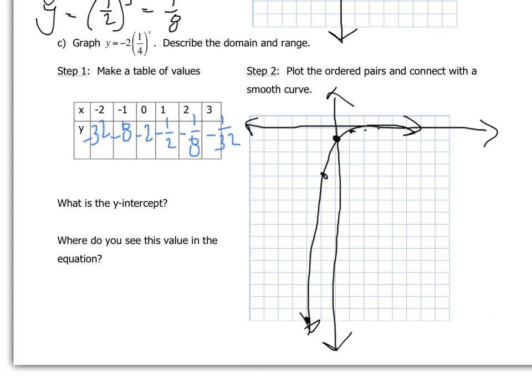So when I look at my domain and my range on this one, my domain is going to be all real numbers.